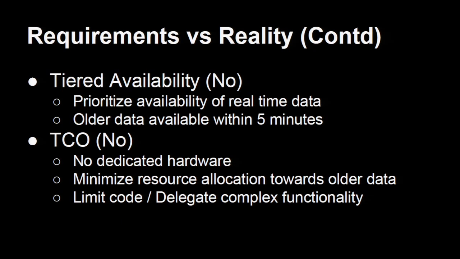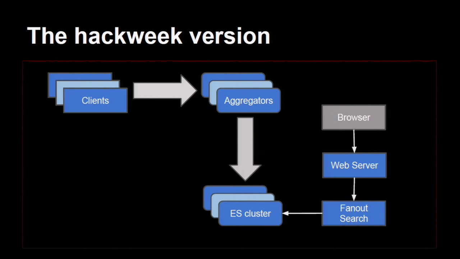Okay? So you do want two tiers of availability. You want to prioritize availability of real-time data, and older data is sufficient if it's available within 5 minutes. Now, Elasticsearch provides high availability, but that's not this, right? The reason is, for example, if our rate control mechanisms are horrible, and we're not able to keep up with the stream, you will keep indexing older data in an attempt to catch up, as opposed to indexing newer data. That's not a pattern that works really well if you just keep this model.